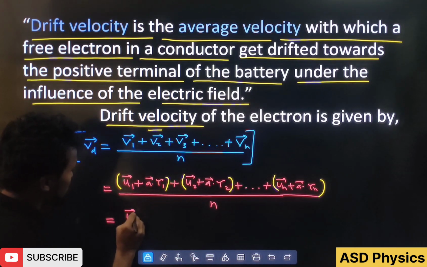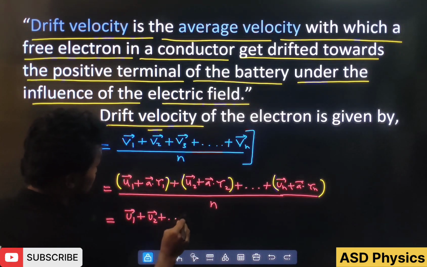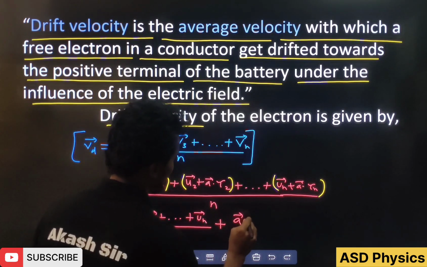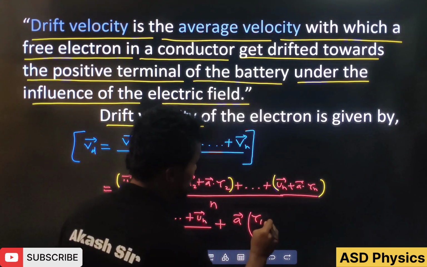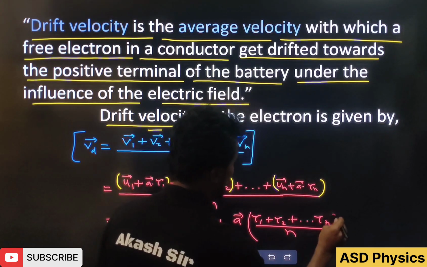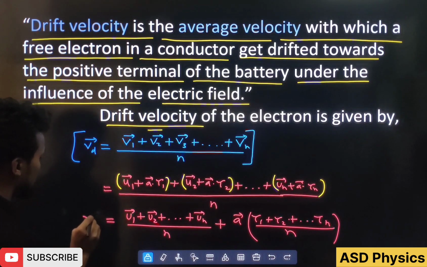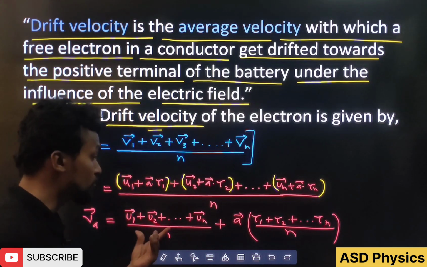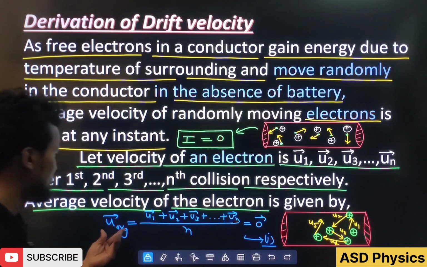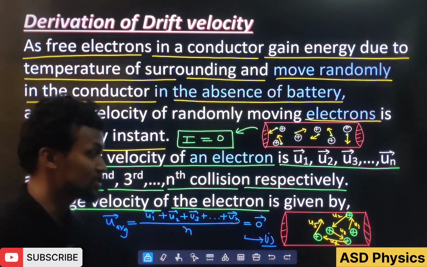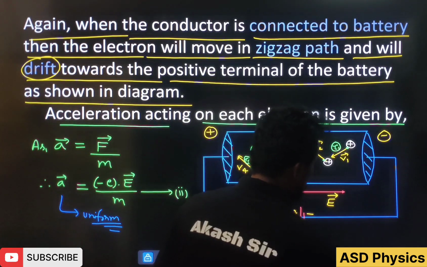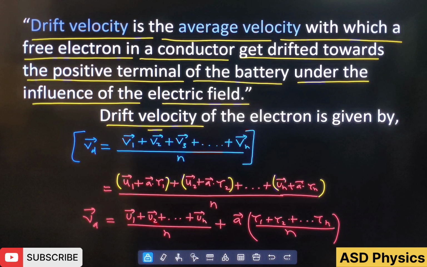First we'll separate the velocity. So see, u1 plus u2 plus un by n, this is 1, plus vector A times the relaxation times, tau 1 plus tau 2 plus ... plus tau n by n. Okay, so this one we have got here the drift velocity. Now you know very well, students, from equation 1, this term is how much? 0. See here, I have written equation 1, the average velocity of the electron is 0. And after that, the vector A value is this also. Both these equations we are going to use next. Kindly see here very well how we are going ahead.